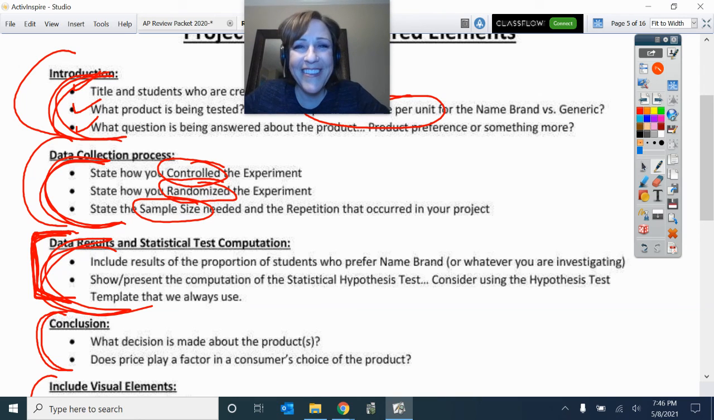Okay, good luck to you, and we hope to see some creative, very good, very interesting experimental design project products.